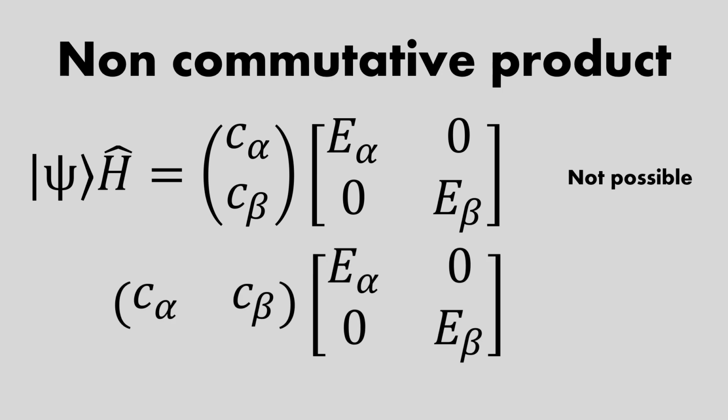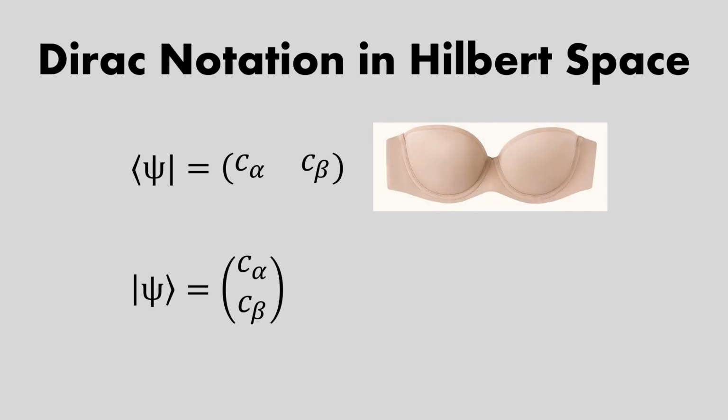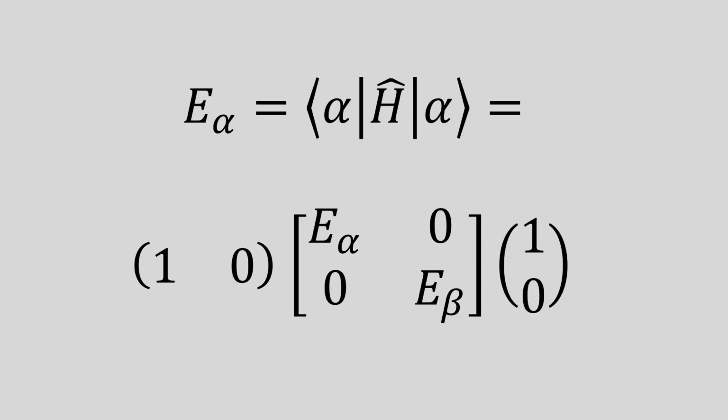And to indicate that we want to use a horizontal vector, we use the bra. So here is the meaning of the Dirac notation in Hilbert space. The bra indicates a horizontal vector, while the ket indicates the exact same vector but in a vertical position. So bra horizontal, ket vertical. And so something interesting happens.